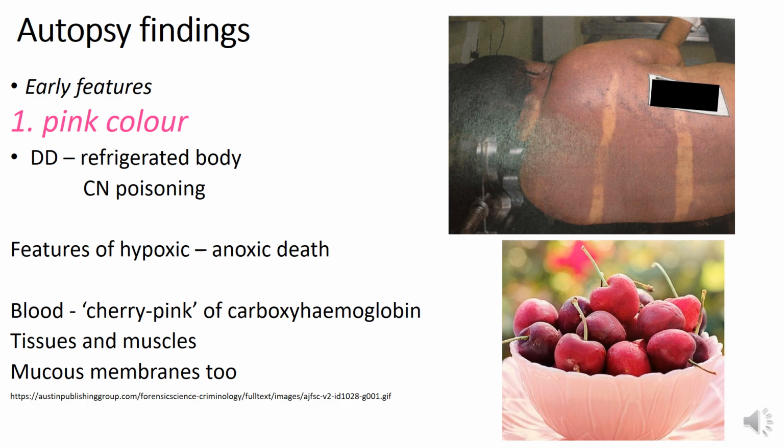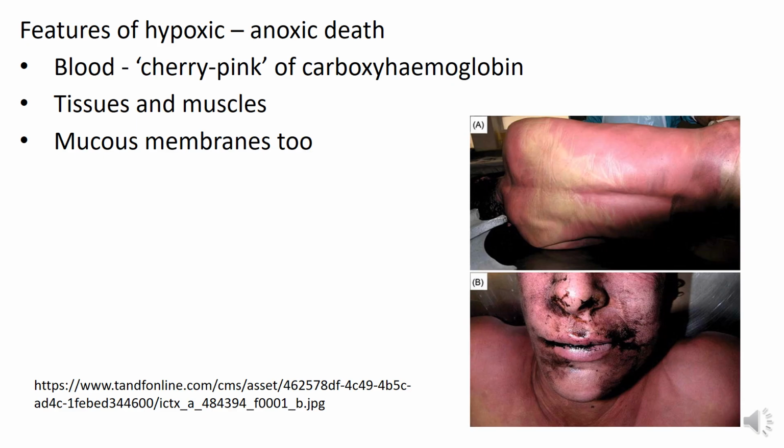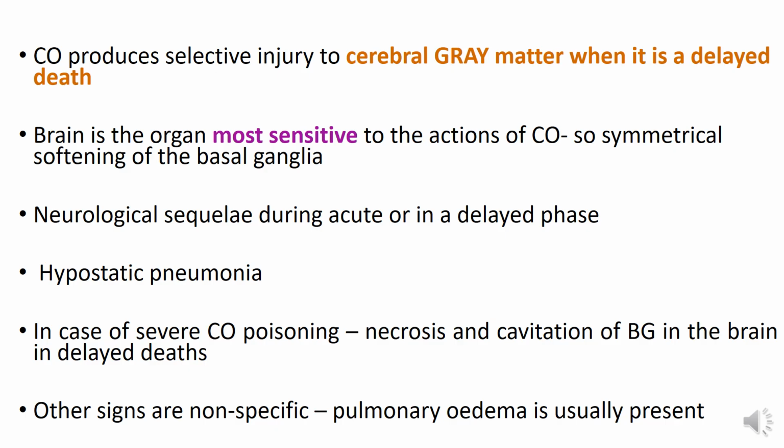So the blood is cherry pink in color due to the excessive carboxyhemoglobin. Right, so now all I have explained, you can see cherry pink color hypostasis, and also the color of the dead body, mucous membranes, tissues and muscles, blood, and everything, you get a very striking pink color. And also in case of chronic poisoning, I am not going to discuss this part, the cerebral gray matter is going to display a lot of changes. That means the brain is the most sensitive organ to carbon monoxide.